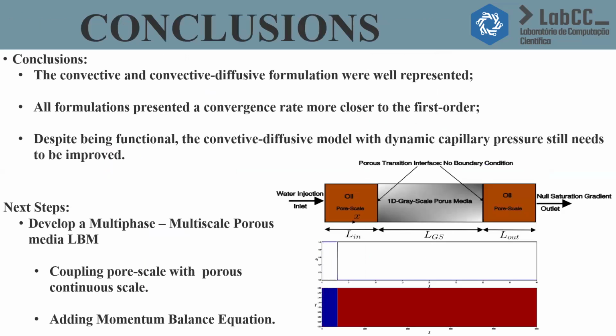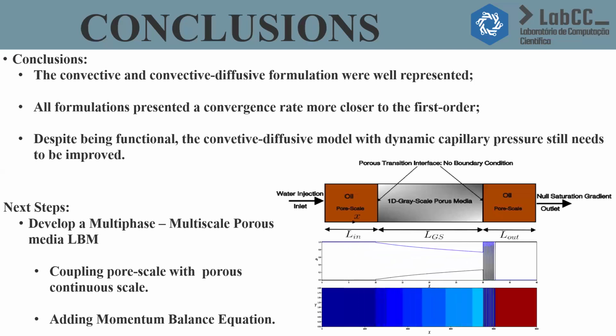And that's it. My conclusions were that the convective and convective diffusive formulations were well represented, but all the formulations present a convergence rate closer to first order. That's not so good. And despite being functional, the convective diffusive formulation with dynamic capillary pressure still needs to be improved. It had a little bit of problems, but worked.